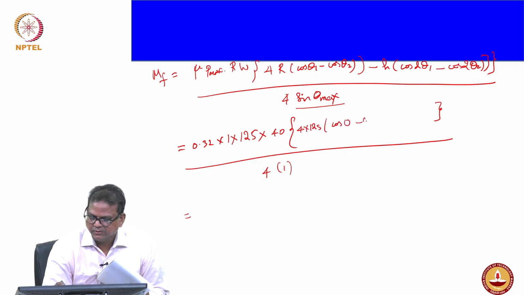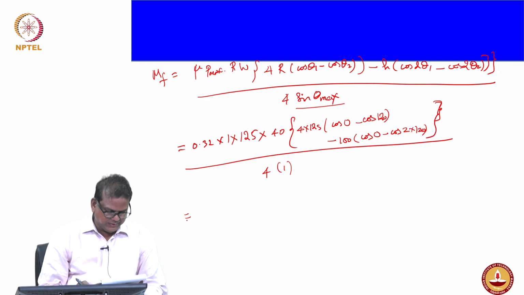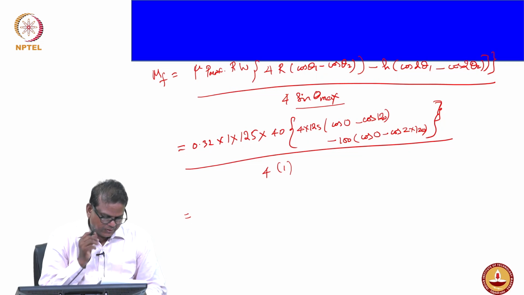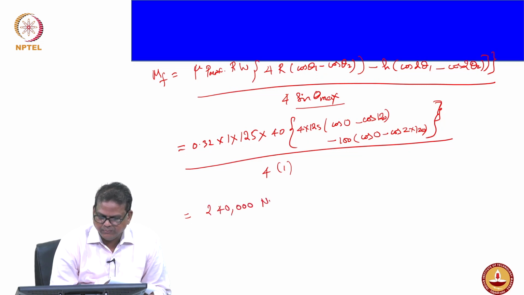Theta 1 equal to 0, then cos 120, minus 100 cos 2 theta, that means again 0 for 2 theta 1, then this should be cos 2 into 120. So that will give you the closing up. If you substitute, what is the value you are getting now? You would expect 240,000 Newton millimeter.